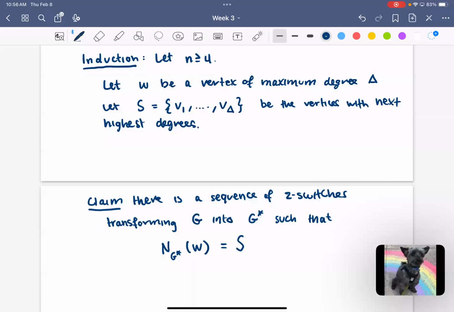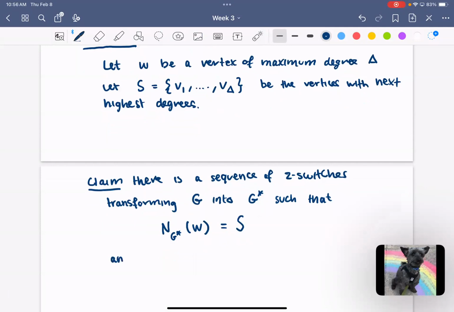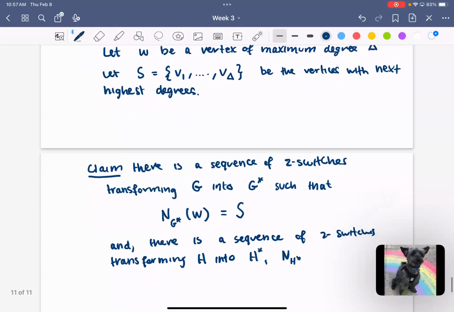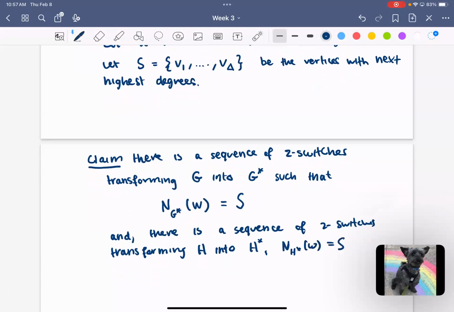And we're going to have the same claim for H. So similarly, there is a sequence of 2 switches transforming H into H star, such that the neighborhood in H star of that vertex W is also equal to S.